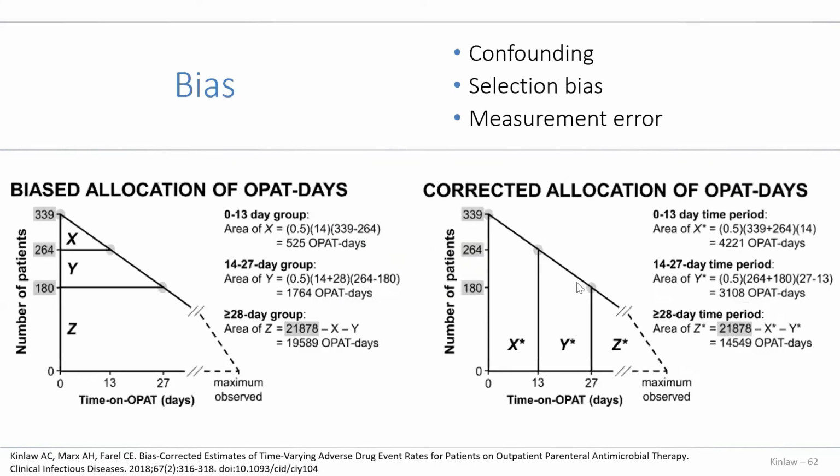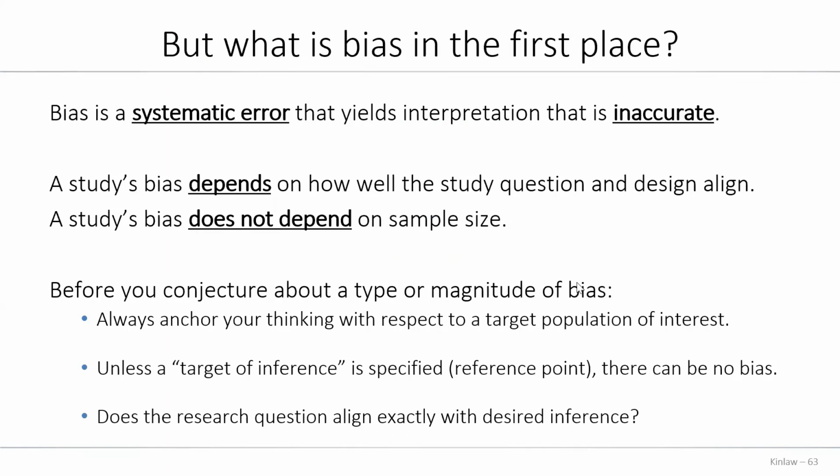Here we'll describe the 3 big types of bias. Later in the course, we'll get into details of how to identify these biases and how they can be mitigated in studies. Before we get into any details about bias in epidemiologic studies, let's talk about what bias is in general. Bias is a systematic error that makes someone interpret information inaccurately. In health research, a study's bias depends on how well the study question and the study design align. It is really important to note that bias does not depend on sample size.